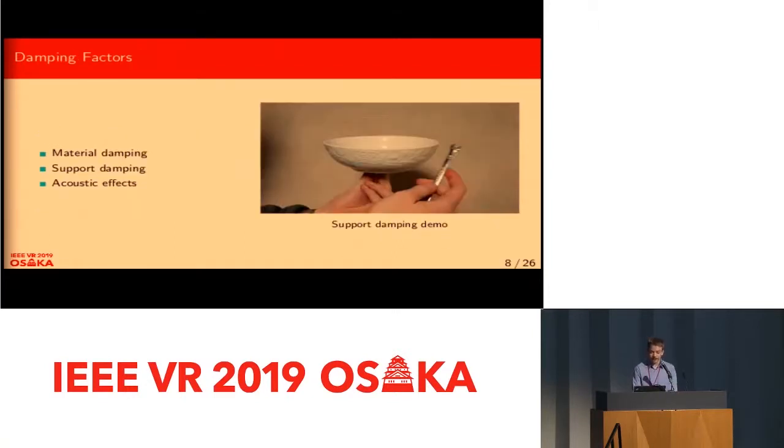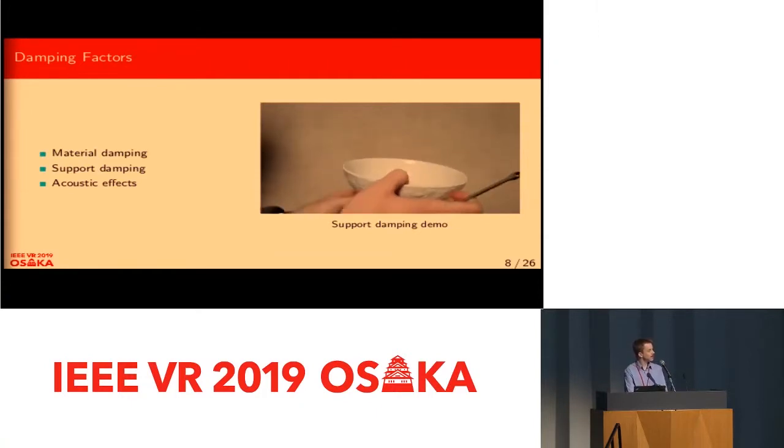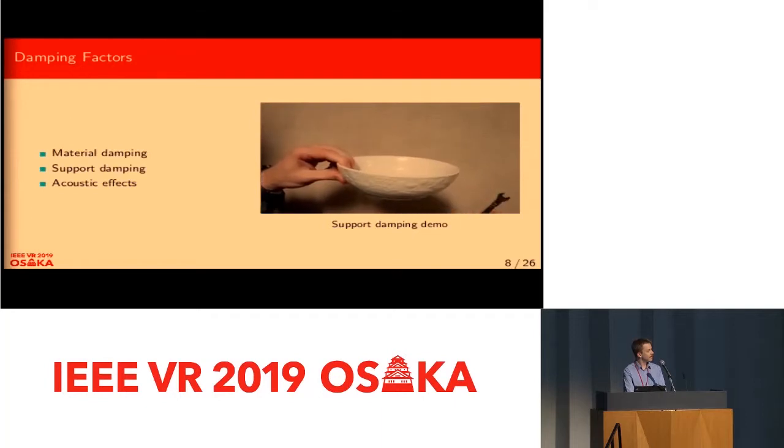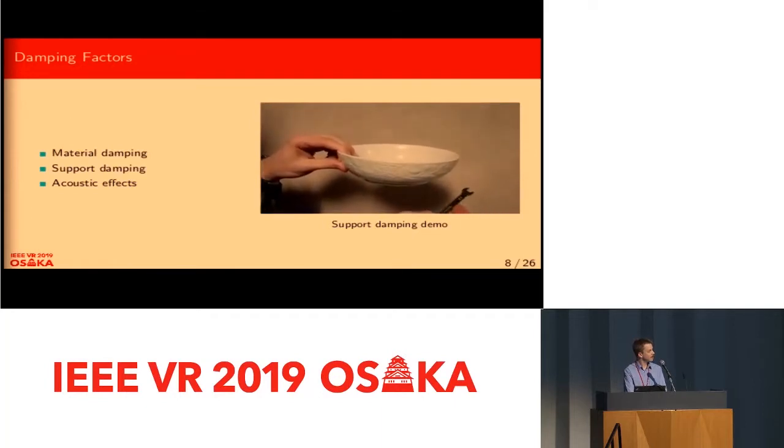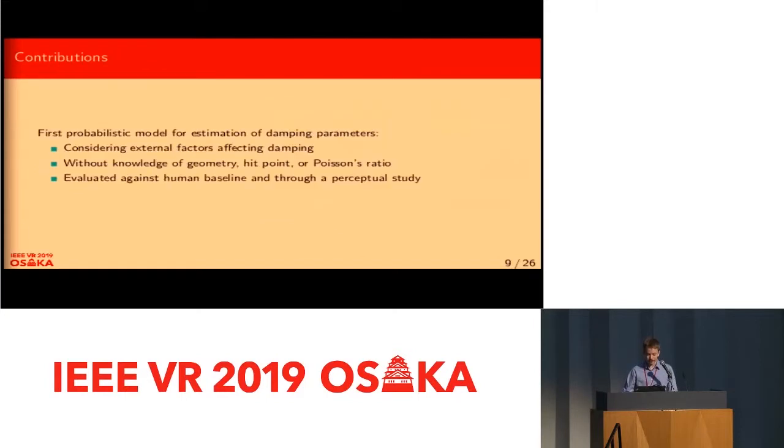The factors affecting damping include material damping, which we want to model, as well as support damping, in which the way an object is held affects the sound it produces. Here's a quick demonstration of that. There are also a number of acoustic effects which can affect the observed damping rates.